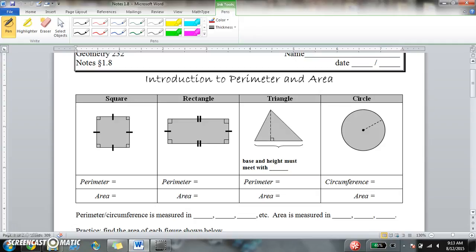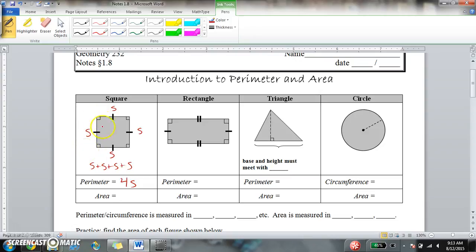So, start with a square. Perimeter basically means the distance around a shape. So for a square, all the sides are the same, so we're just going to call all of those sides S for now. The perimeter of a square would be S plus S plus S plus S, or 4 times S. I would just take 4 times whatever one of the side lengths is, because they're all the same.